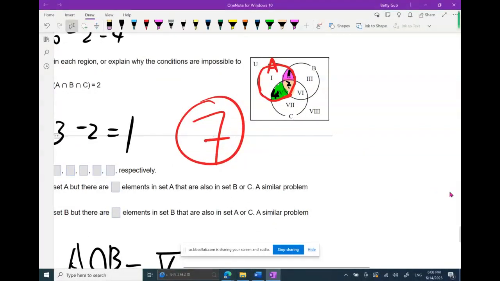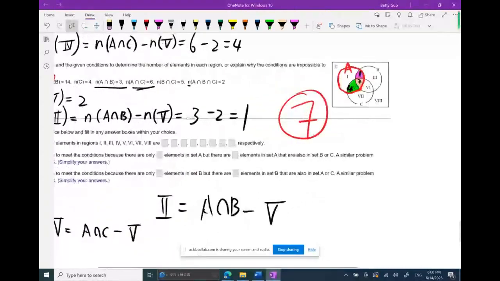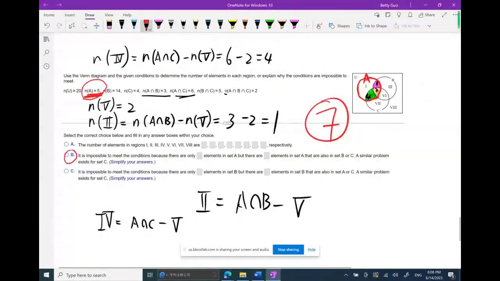Yes. Awesome. Perfect. So in this question, we should choose B. It is impossible. It is not possible to meet the conditions because there are only 5 elements in set A, which is given. But there are 7 elements in set A that are also in B or C. It refers to the regions purple, orange, and green.